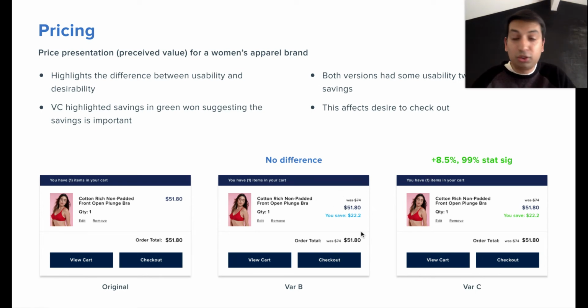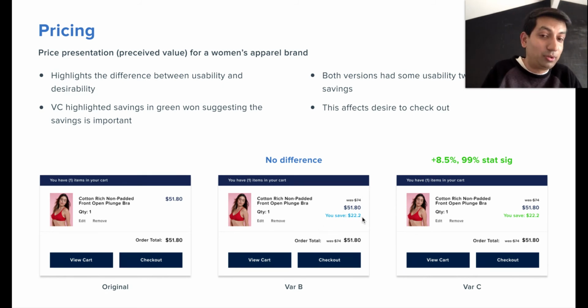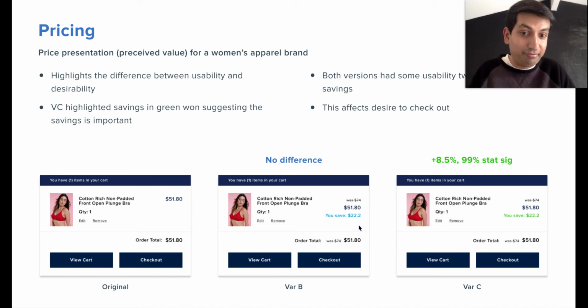It doesn't change the usability of the site, the checkout button, view cart. You can still proceed through and use the site in the same way. But just the existence of, hey, this was $74, so you saved $22, changes the desire. The hypothesis is that this changes the desire of purchasing the product. It gives it higher perceived value, right? And then, as a second variation, we just did a simple usability tweak and actually tested color in this case.